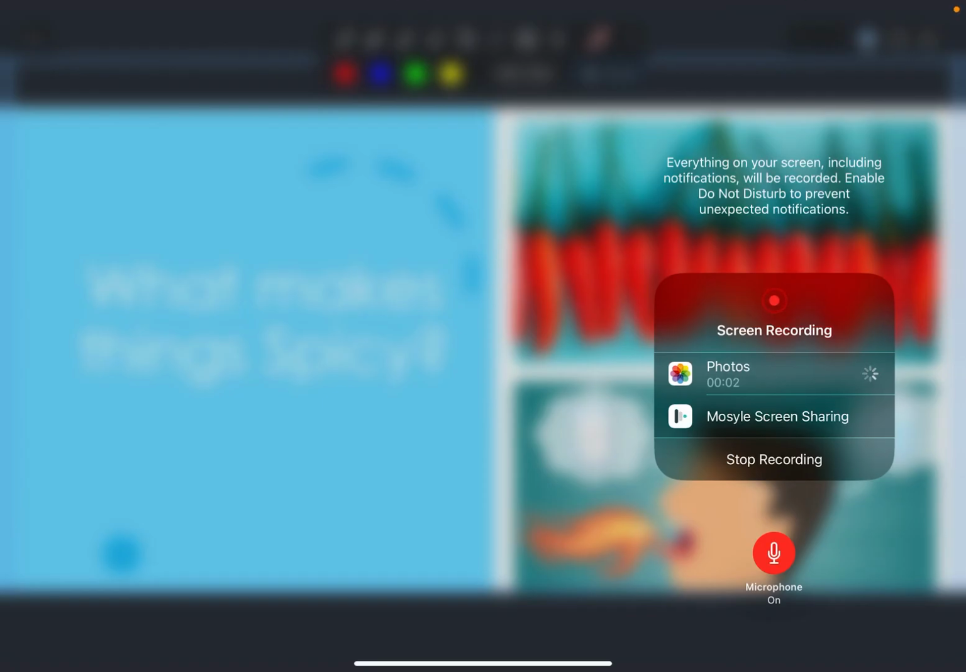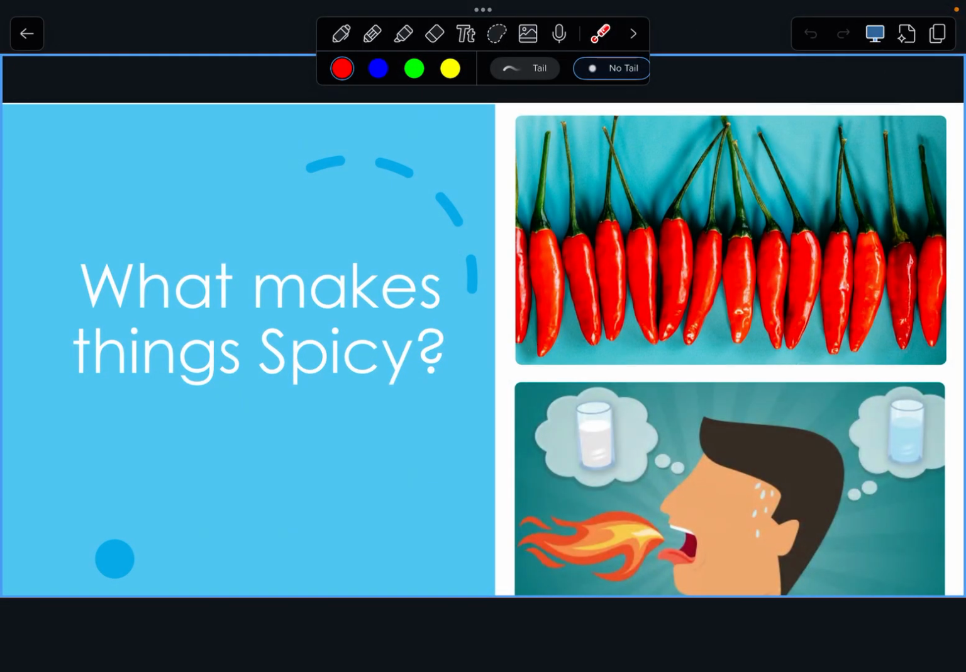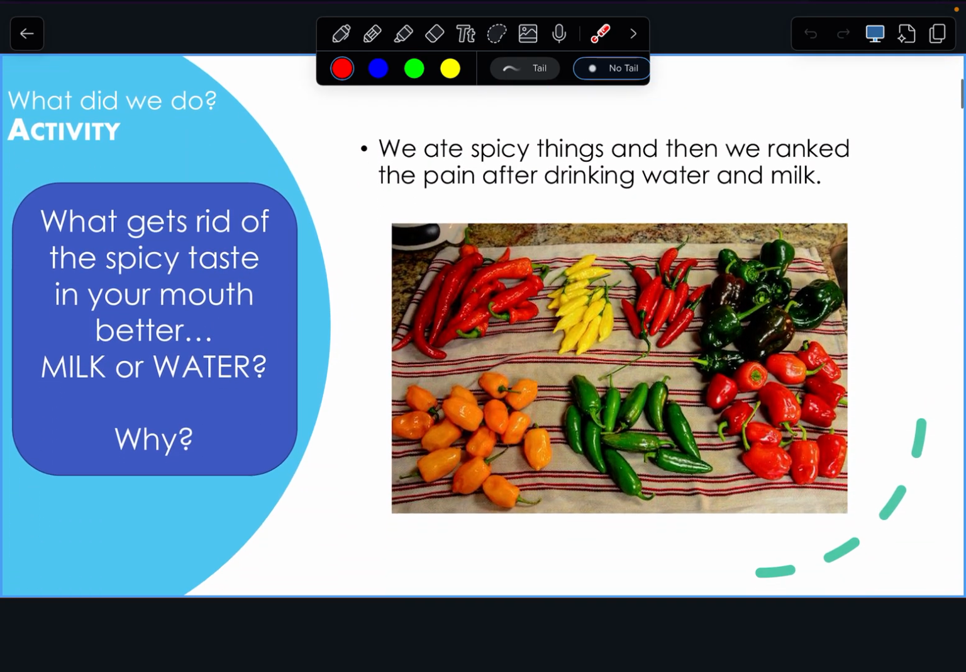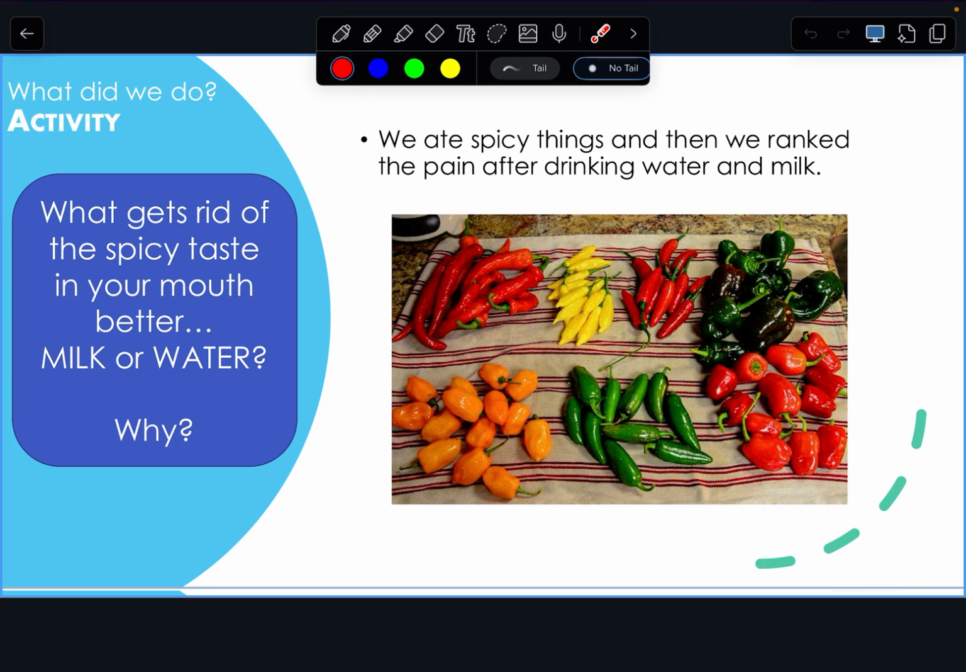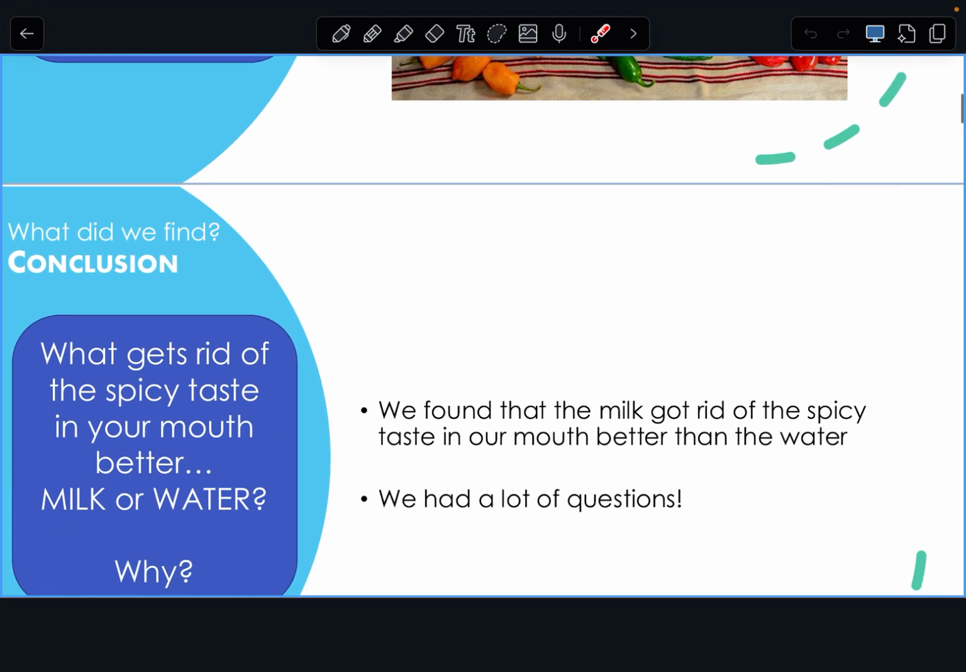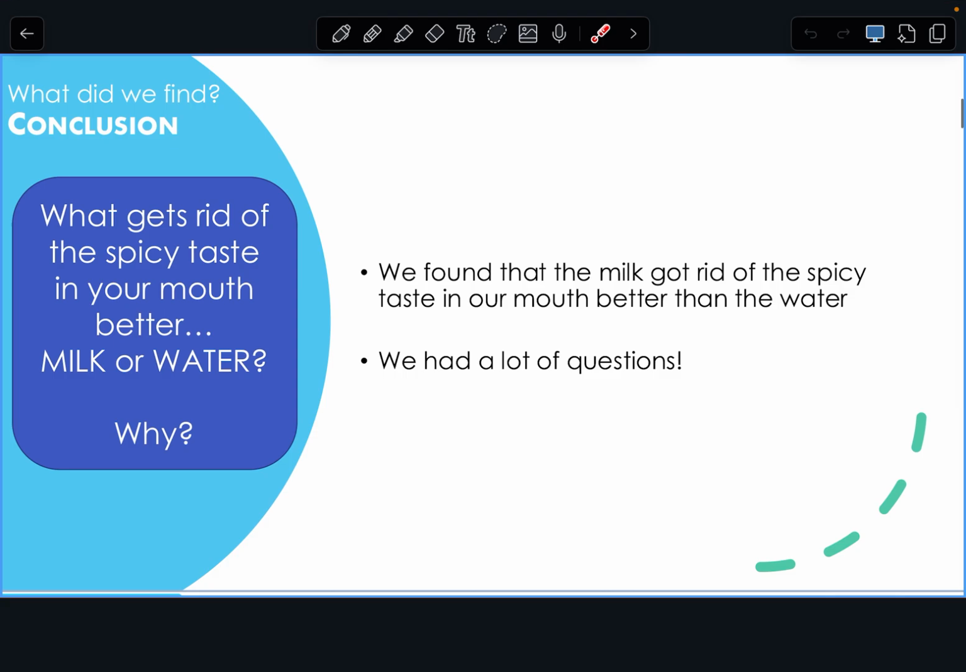So you probably barely even remember starting this chapter. What makes things spicy? We started way back when with tasting spicy things, and then we ranked the pan using milk and water, right? Water and milk. And we found out that milk got rid of the spicy taste in our mouth better than the water. Okay? And that's what we started out with.